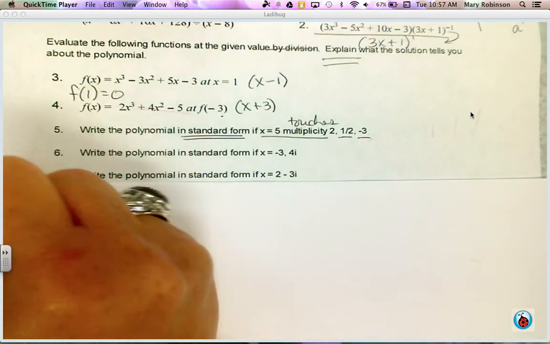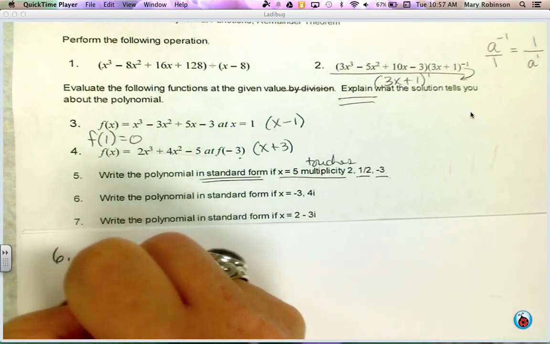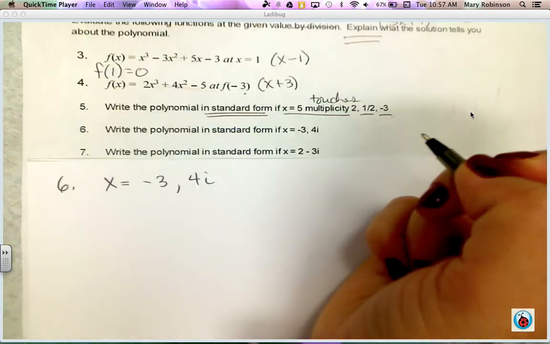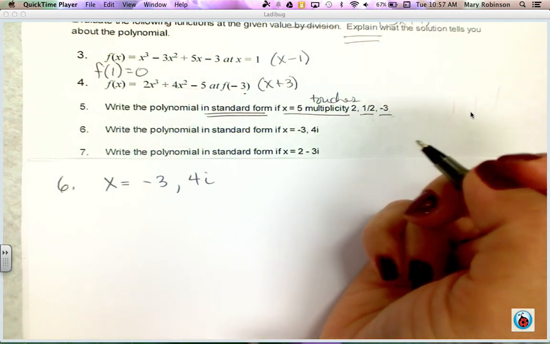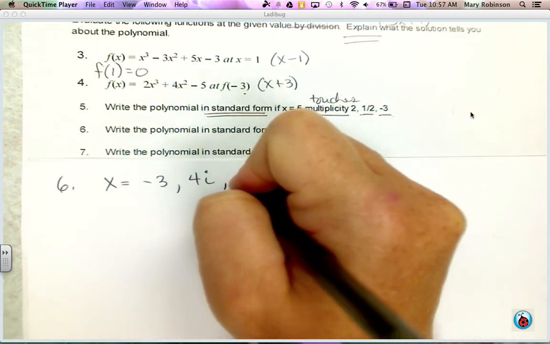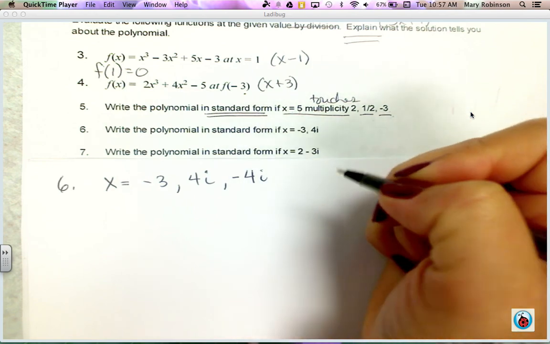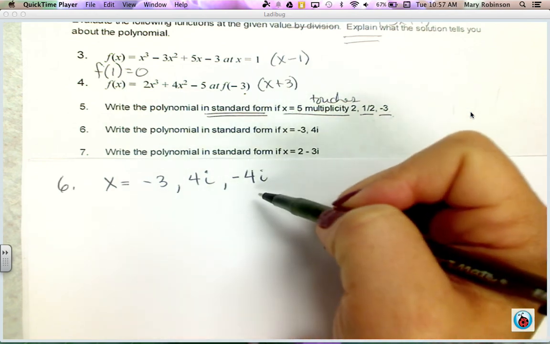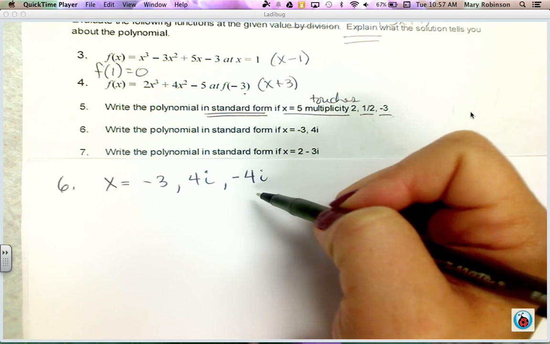Number 6 says write the polynomial in standard form if x is equal to -3 and +4i. Well, as I taught with the complex conjugate theorem, we have to understand that every complex root has a pair. Complex roots come in pairs. So if 4i is a root, then its conjugate -4i is also a root.